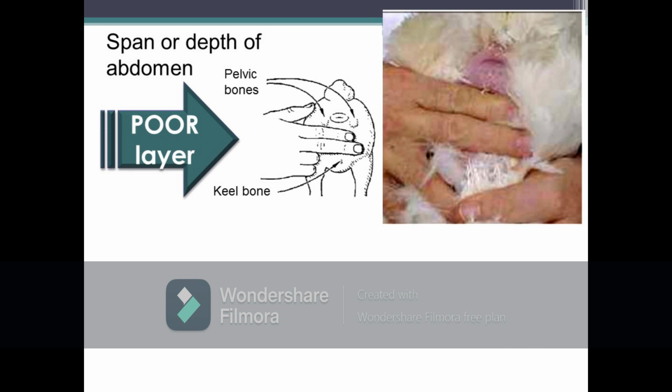On the other hand, the abdomen of the non-laying hen is dry and hard. Moreover, unproductive hens have a body depth of about 2 fingers width only, as shown in the picture. As such, hens lack the capacity for handling a large amount of feed.